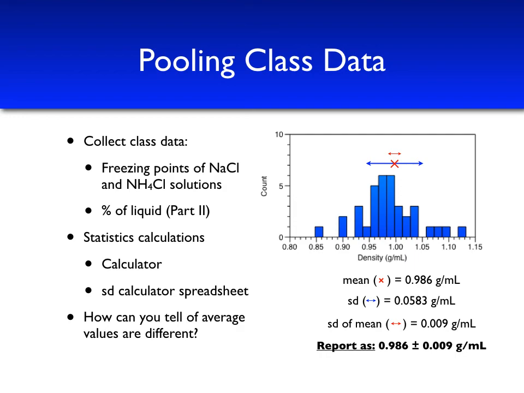When you report your averages, you want to report them using the standard deviation of the mean in the following manner. Take your standard deviation of the mean and only quote it to one significant figure. We do this because typically in our measurements, there's one uncertain digit. Then, when you quote your average, make sure that the average is rounded to the same number of significant figures or same number of decimal places as your standard deviation of the mean.